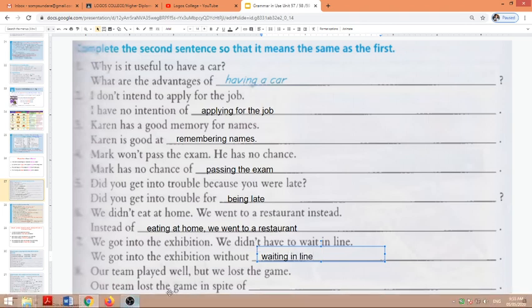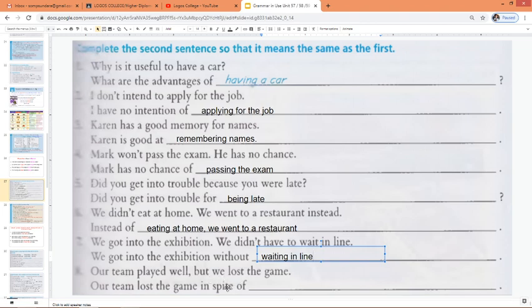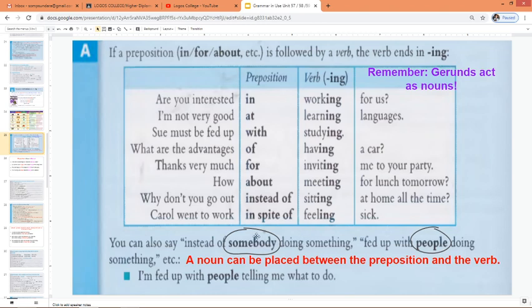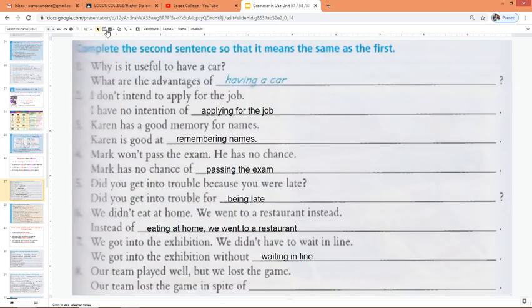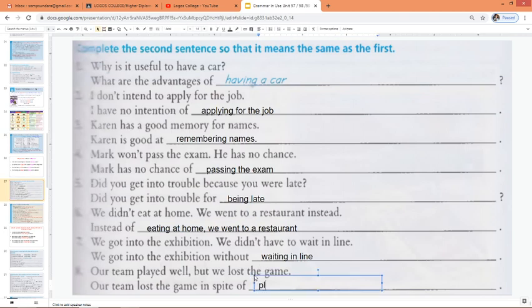And one more. Our team played well, but we lost the game. Right? In spite of. All right. So like again, it's like the opposite of. Carol went to work in spite of feeling sick. So in spite of is a preposition. Therefore, the verb must be gerund form. Our team lost a game in spite of playing well. Right? That means they played very well. They played excellent, but they still lost, probably because the other team was a little better than them.